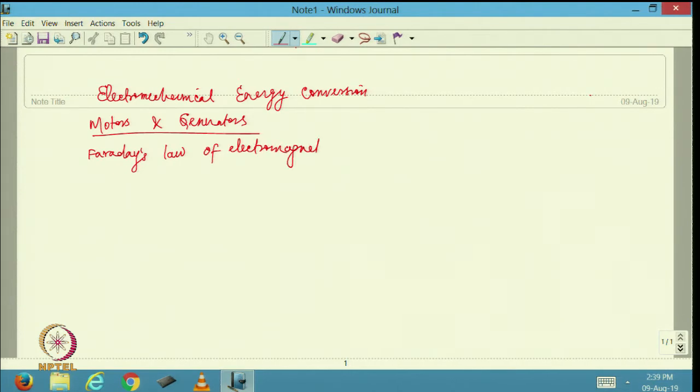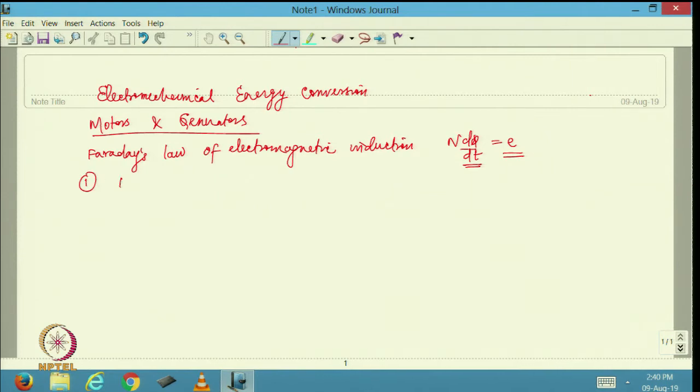So, this essentially says whatever we had seen in transformer, the same thing holds good here also, which is saying N d phi by dt equal to E. So, whenever we need generation of a voltage, we need rate of change of flux. This can be done in different ways.